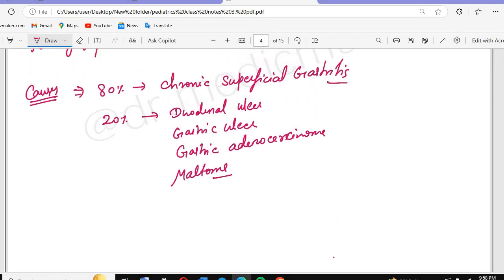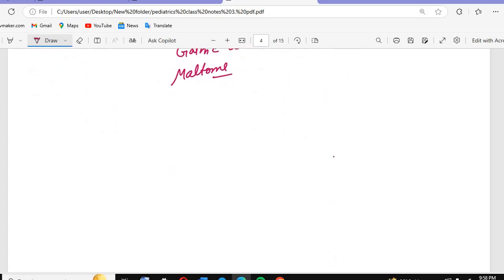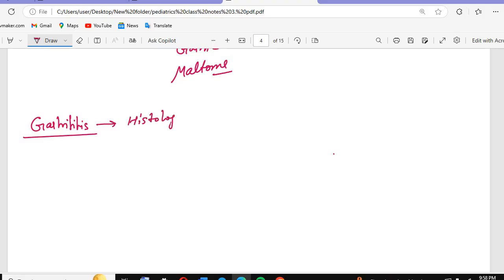So here they are responsible for 80% of chronic superficial gastritis, and the 20% they are responsible for peptic ulcer, gastric adenocarcinoma, and the maltoma. Then what is gastritis basically? When we say gastritis, it is a histological inflammation of the gastric mucosa. So we are going to see the histological appearance. The mucosa is the innermost covering, so the mucosa would be inflamed.